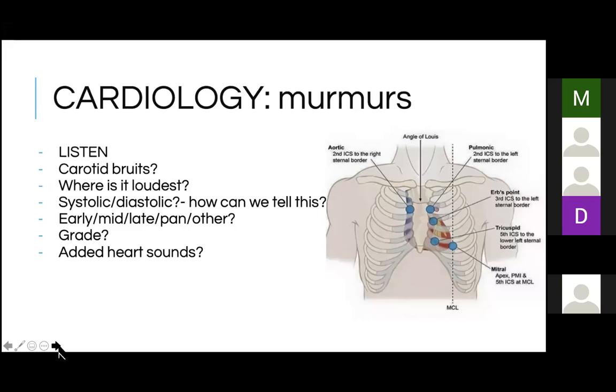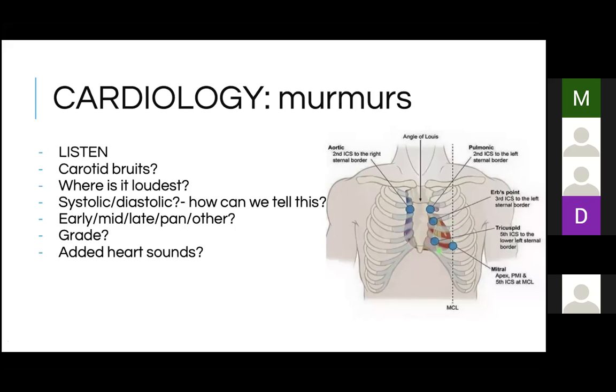And then in terms of listening over the actual valves, the aortic valve is located in the second intercostal space. Actually, the valve is not located there. It's just where you will hear aortic pathology the best, in the second intercostal space, to the right of the sternal border. And then the pulmonary valve, you will hear over the second intercostal space, but to the left of the sternal border.